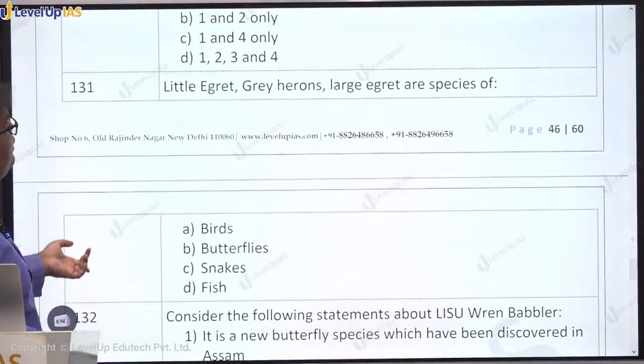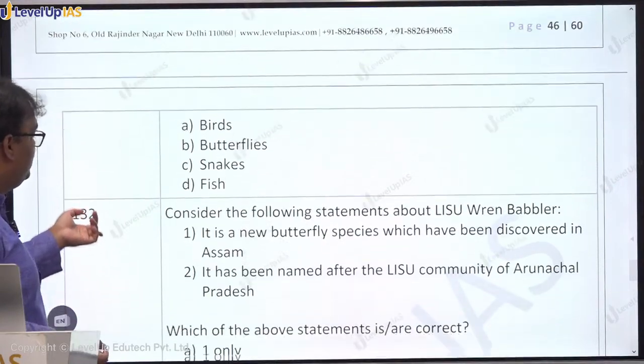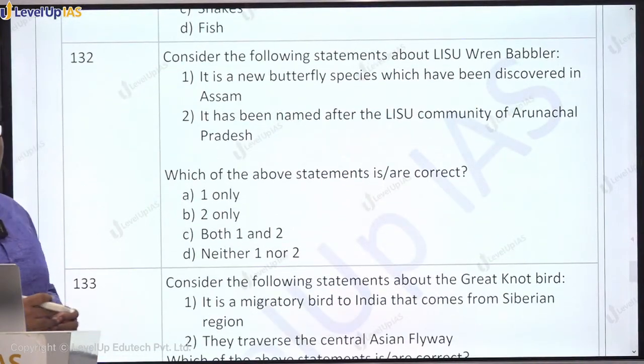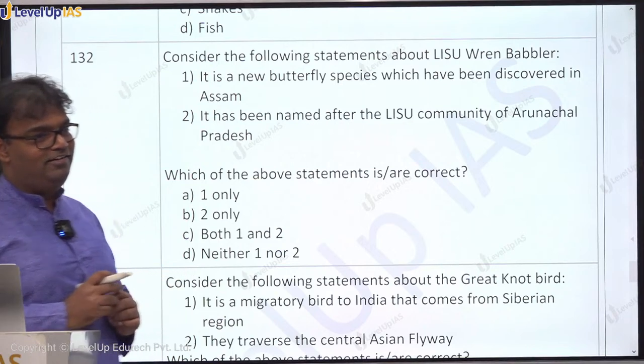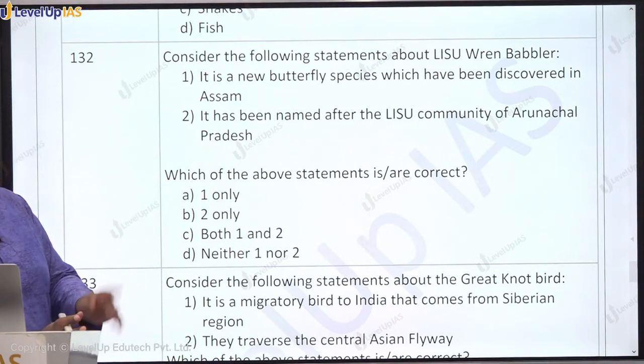130 ka D, 131. A, birds, these are birds, okay. 131 A, 132. Lisu Wren Babbler. Abhi, naya naya bird aya hai. Khush ho? Tum babbler hi dhoond rahe the? Achha, wobbler dhoond rahe the, par ye babbler aya hai.